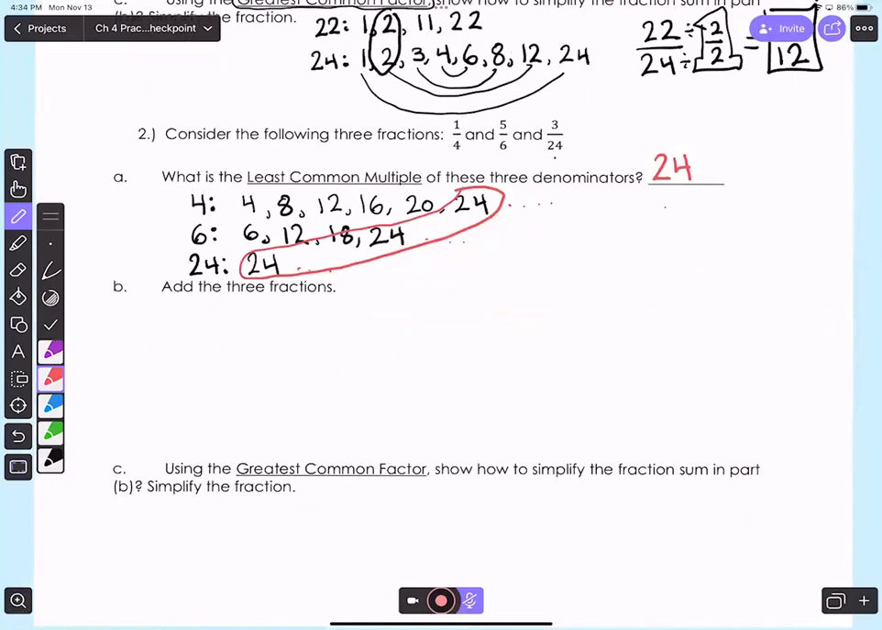Okay, to add the fractions, we have to convert them so they have the same denominator. We want 1/4 written somehow with 24 as our denominator. We want 5/6 written with 24 as our denominator. And the last fraction already has 24 written as its denominator, so we can just leave it.